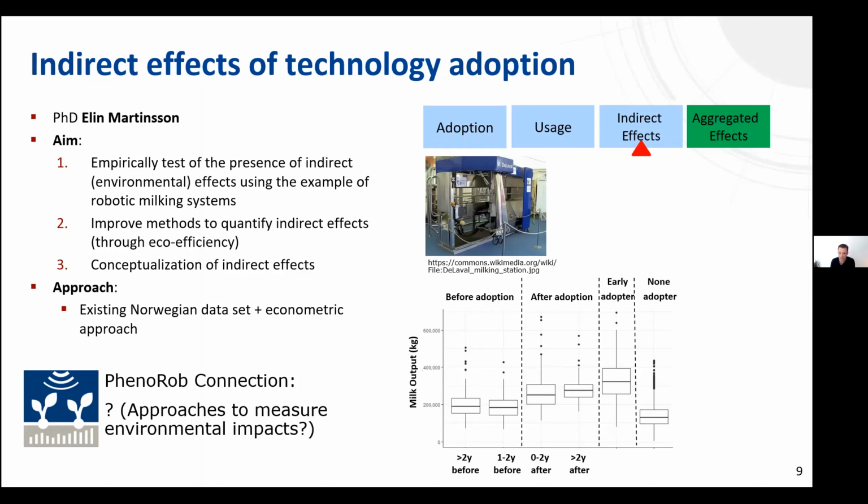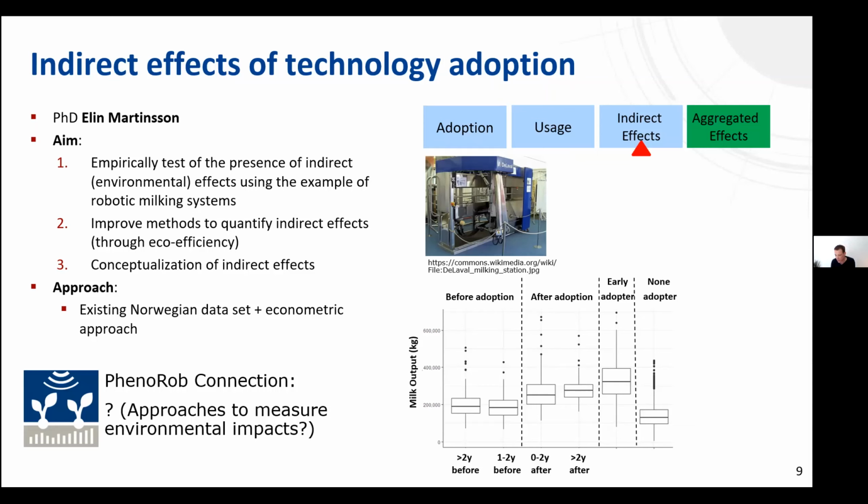And we believe this is an interesting use case to, first of all, study these effects and also develop our methods to quantify these indirect effects, for example, through concepts such as eco-efficiency, and also to conceptualize the indirect effects. We are using for that an existing Norwegian data set, which is also one reason why this technology is interesting, because it is one of the rare cases where there is a data set available on usage and also a rather large range of output indicators.